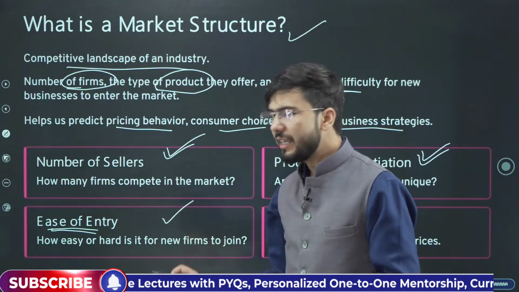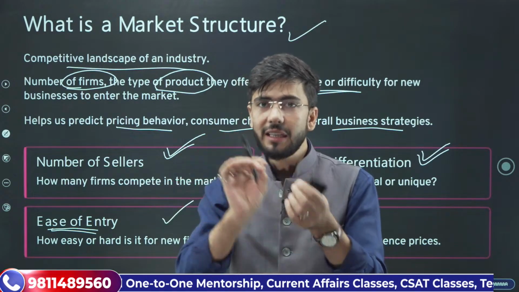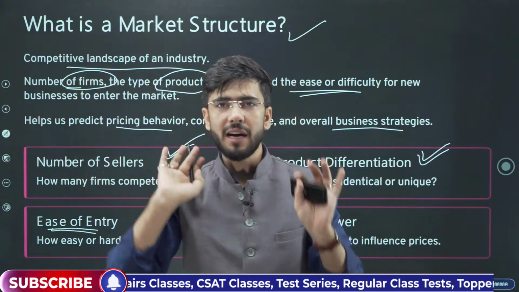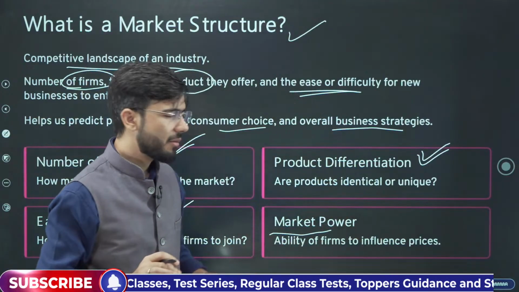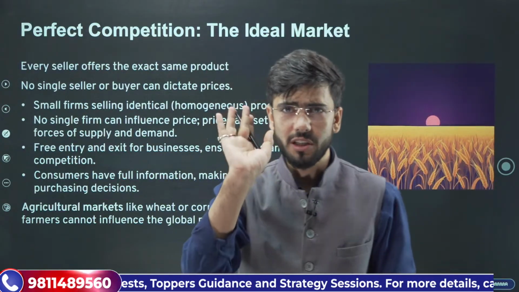One more thing is the easy entry into the market. If you are provided entry into the market, then only you will be able to produce in the market. Then only you will be able to sell in the market. One more thing is market power, which I already discussed. Understand the perfect competition in the market.